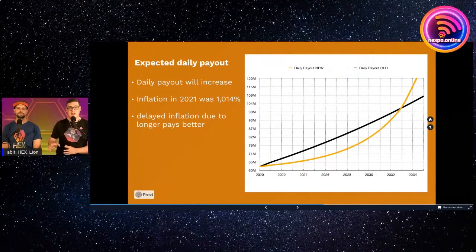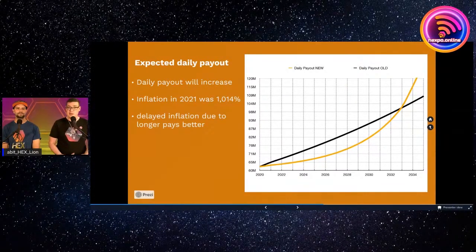They are absorbing the majority of the inflation, but they cannot access it, because only when your stake comes due do you get back your principal plus all the accrued interest. So what really happened was an effective inflation of 1.014% in 2021. And therefore, we have a new chart of the expected daily payout, which is also an exponential curve right now, because the inflation will need to hit the market.